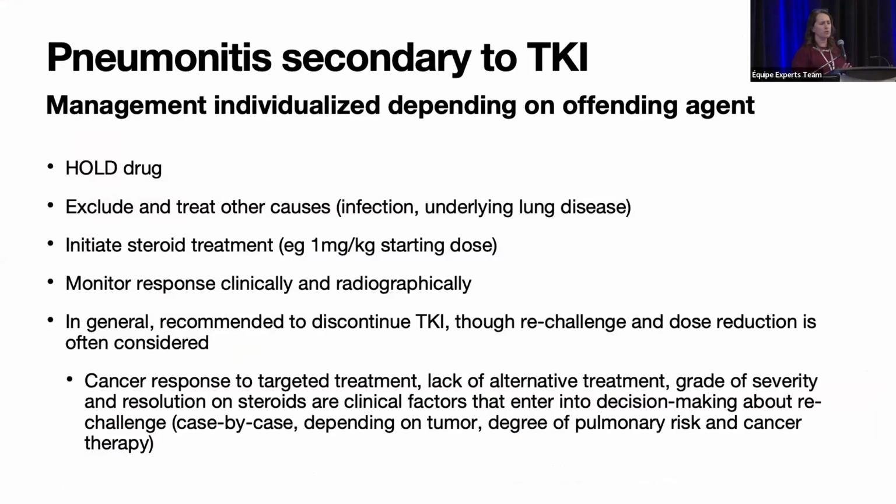So in general, when it's a pneumonitis that I suspect from a TKI, our goal is to hold drug. So if there's a suspicion, hold drug. Exclude other causes with the differential diagnosis that we reviewed just a few minutes ago. Initiate steroid treatment as a general rule when there's signs of pneumonitis from TKI. I'll go with 1 milligram per kilogram. This is what's been reported in literature for a lot of these TKIs. Monitor the response clinically and radiographically.